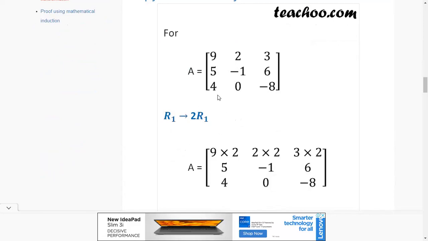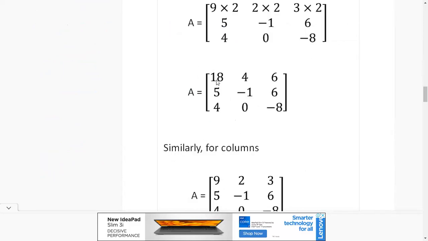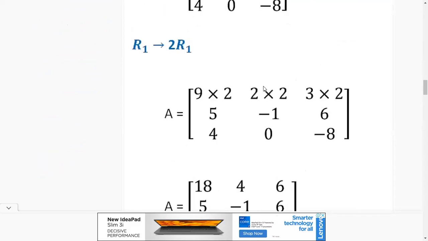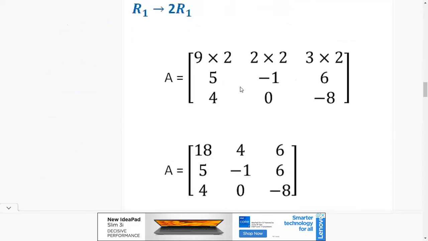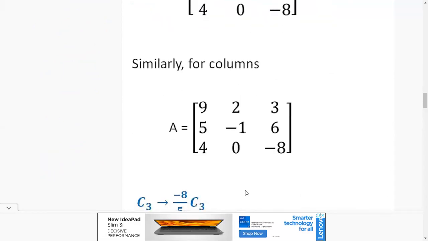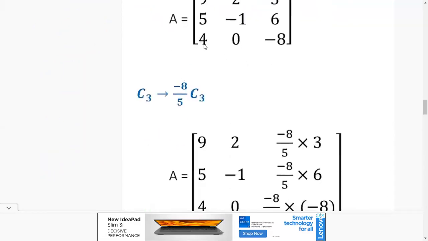If you multiply R1 with 2, 2 into 9 is 18, 2 into 2 is 4, and 2 into 3 is 6. So the resultant row will be 18, 4 and 6. The rest of the rows you need to write as they are. Not changing, transforming only the first row. The other 2 rows will be as they are. Similarly, you can do it for columns.